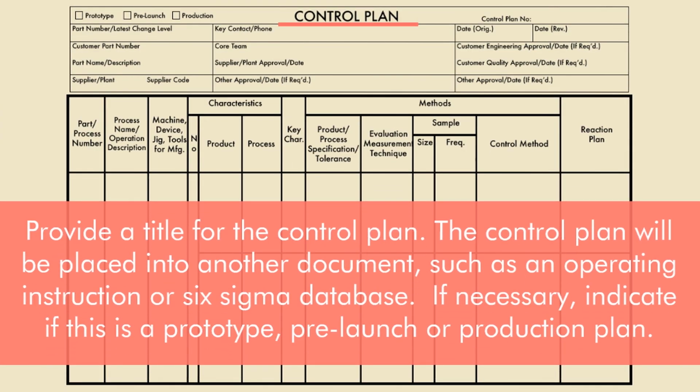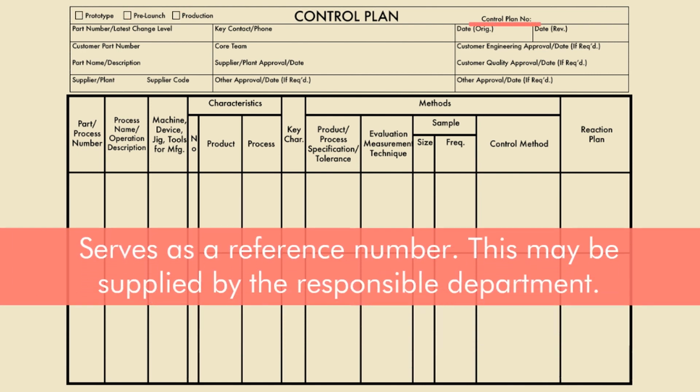Provide a title for the control plan. The control plan will be placed into another document, such as an operating instruction or Six Sigma database. If necessary, indicate if this is a prototype, pre-launch, or production plan. Serves as a reference number. This may be supplied by the responsible department.